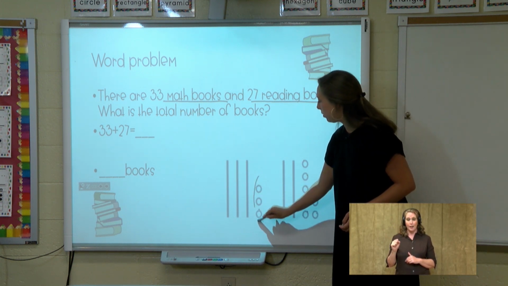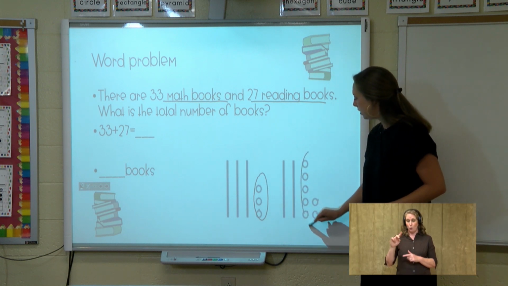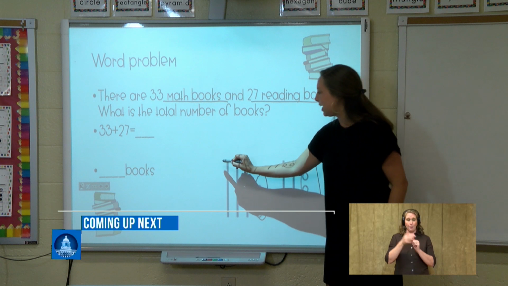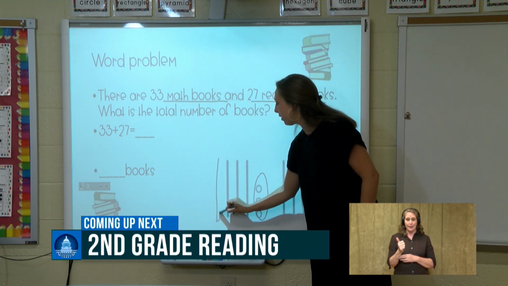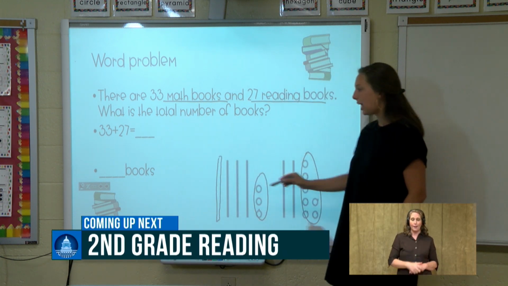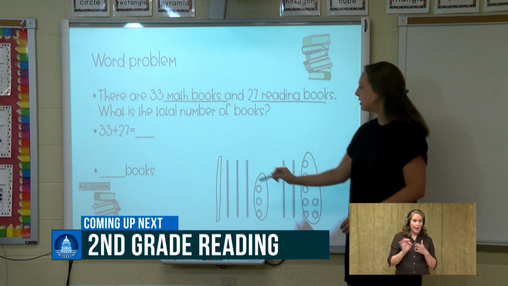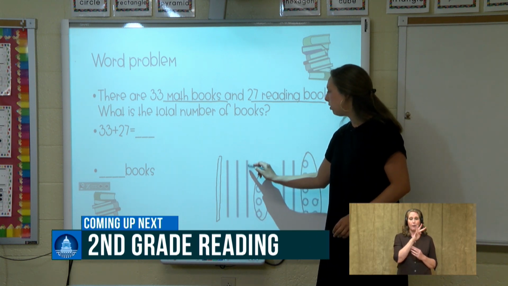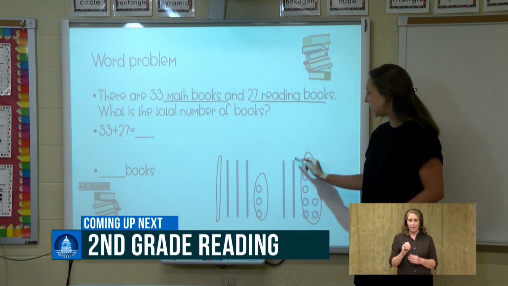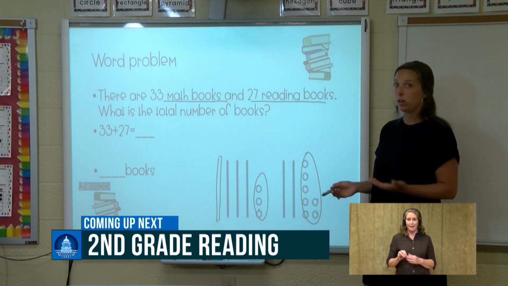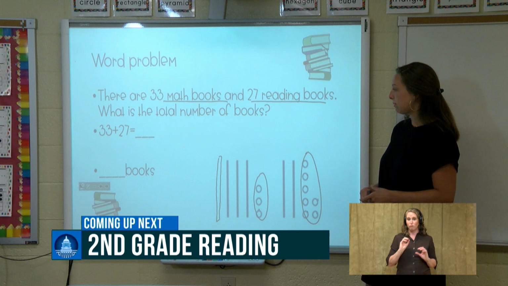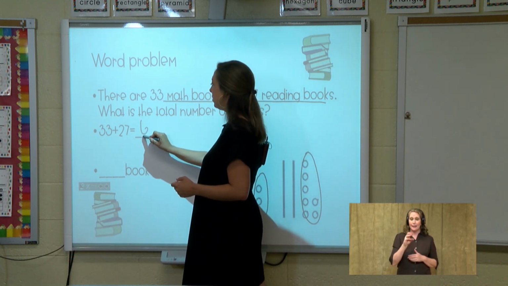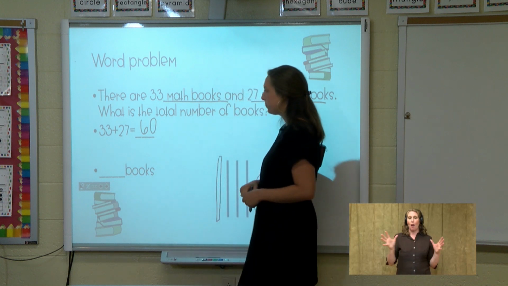So I made a whole group. Circle those to remind myself that I made a 10. I'm going to draw out my rod. Count my 10s, count my 1s. 10, 20, 30, 40, 50, 60. I don't have any 1s left over, so I'm going to stop counting there. I have 60 books in all.